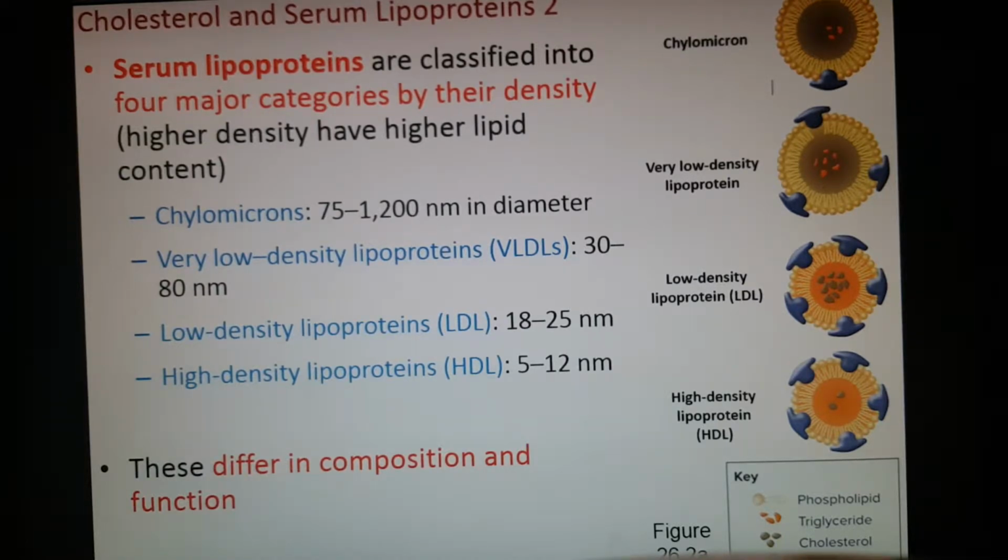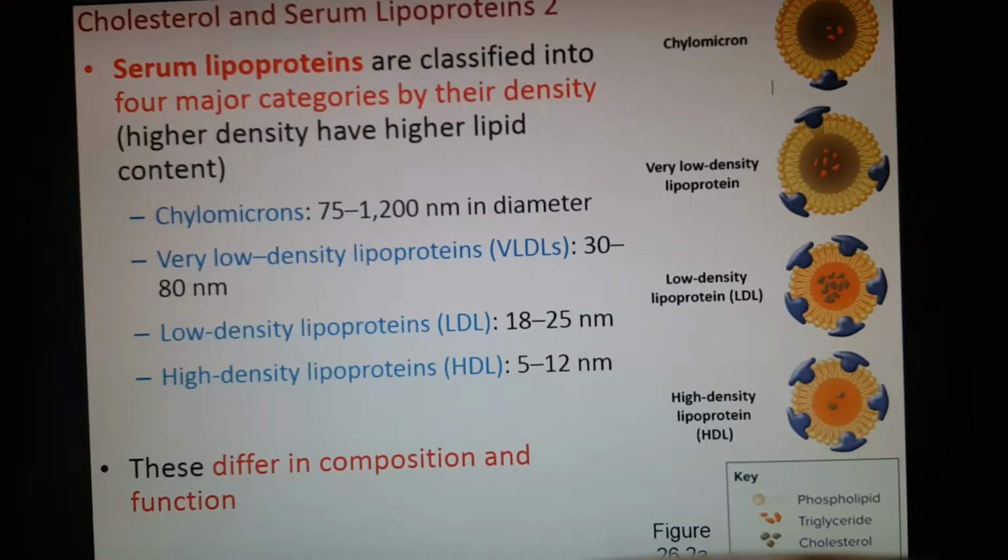So your blood serum lipoproteins have 4 major categories, and they're based on how dense their lipid contents are. Here on the side in our little key for our little pictures, the orange is your triglycerides, the brown is cholesterol, the blue glob here is a protein, and these little ones on the outside are your phospholipids.